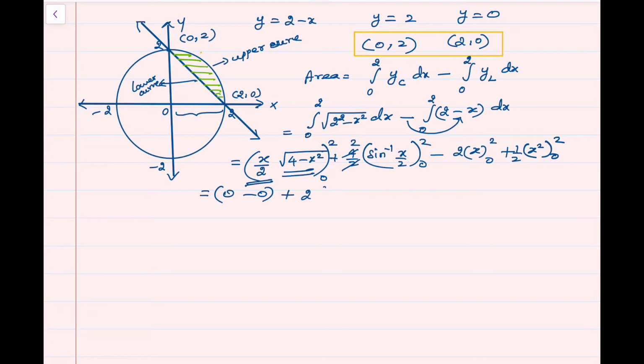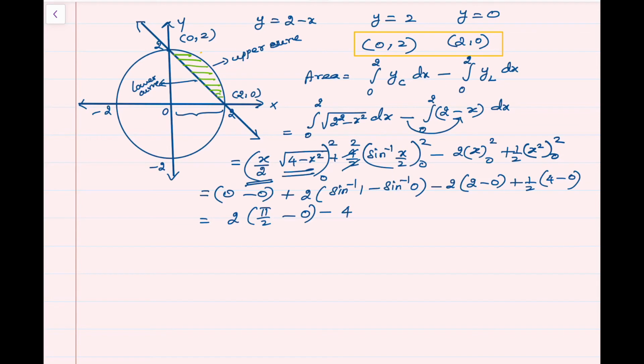2 times sine inverse of 2 by 2 is 1 minus sine inverse of 0 is 0, and 2 times 2 minus 0 plus half into 2 square minus 0. 2 into sine inverse of 1 is pi by 2, sine inverse of 0 is 0, minus 4 plus 2. Therefore, the answer is pi minus 2 square units.